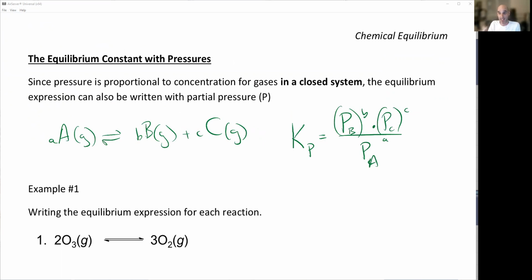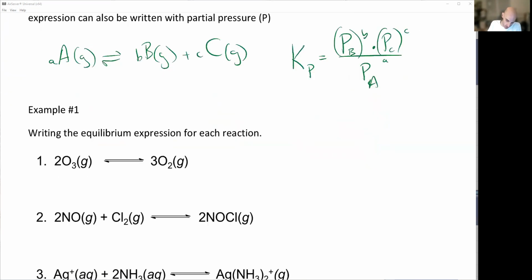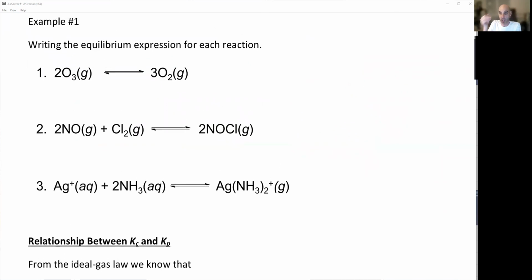If you have something that's in aqueous form, it's Kc. If you have something that's in gaseous form, it's going to be Kp. So let's take a look at these 3. Let's write these examples. I want to change one. This is actually supposed to be aqueous. So write the equilibrium constants for these 3 reactions, okay?